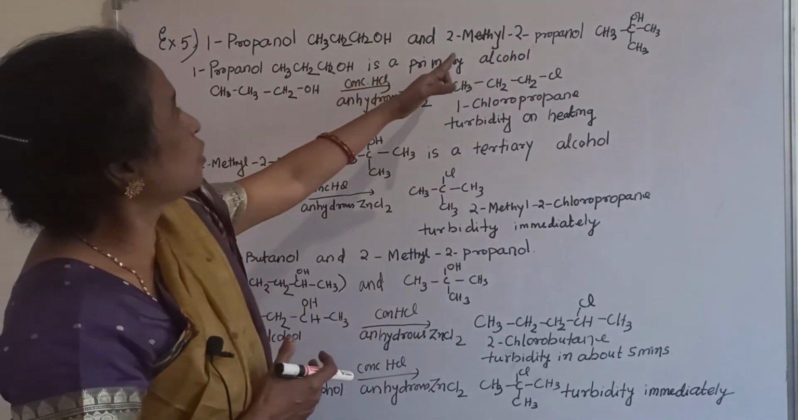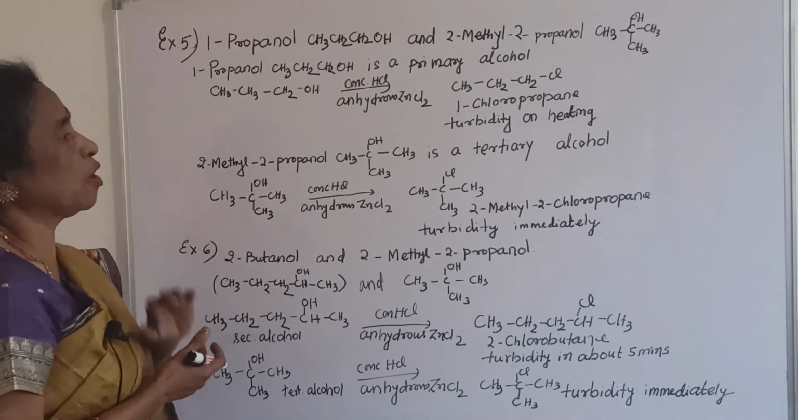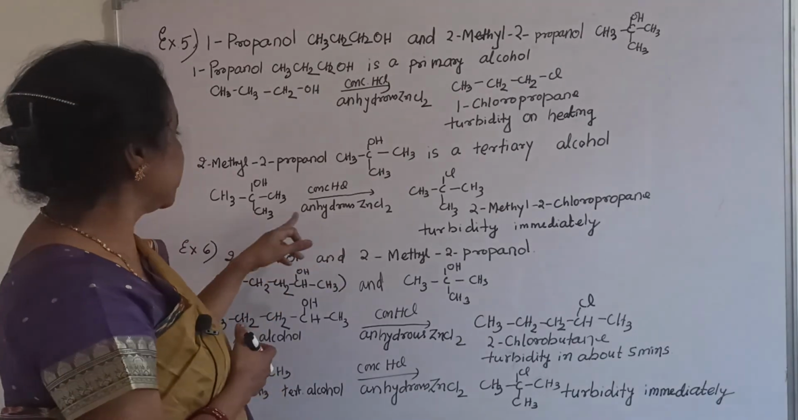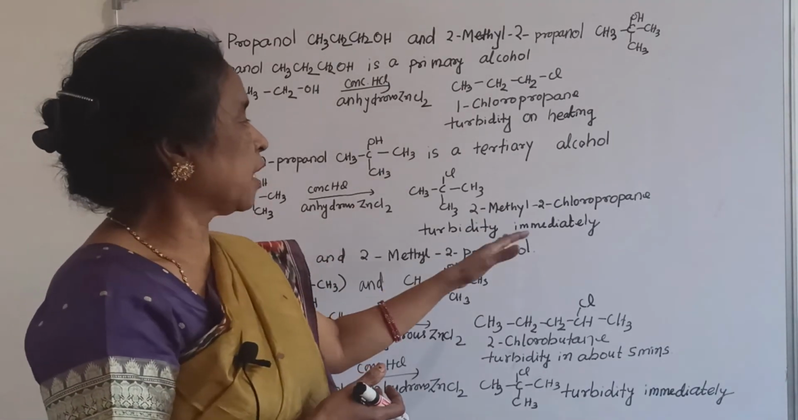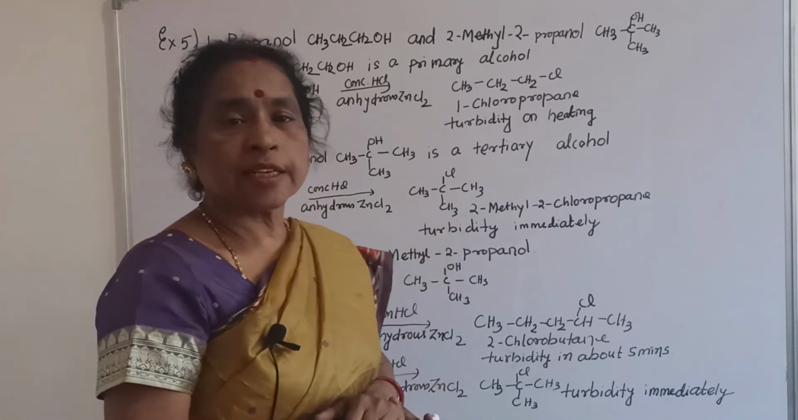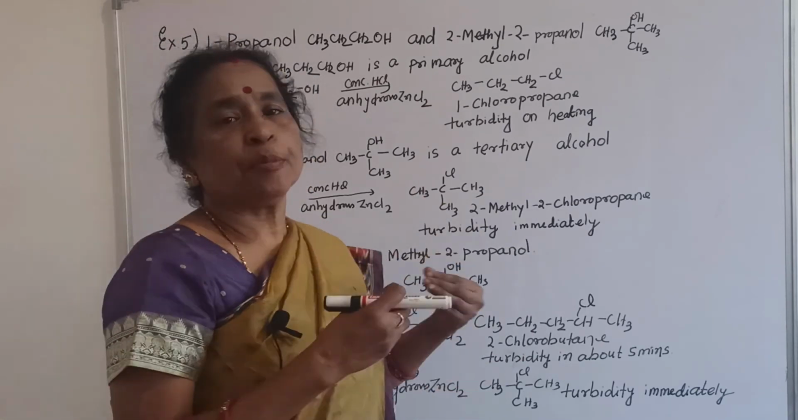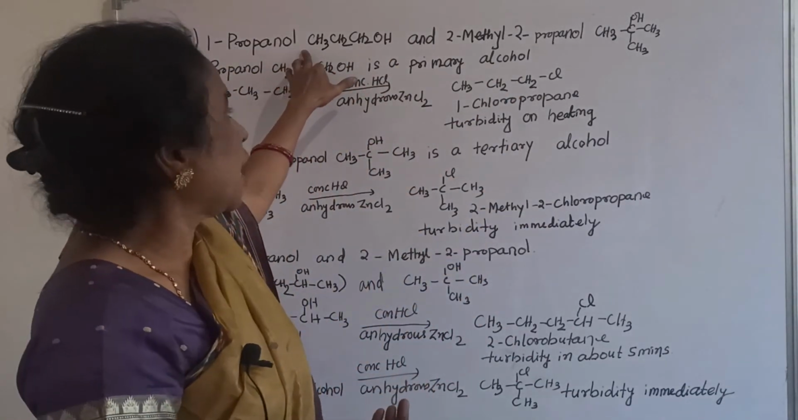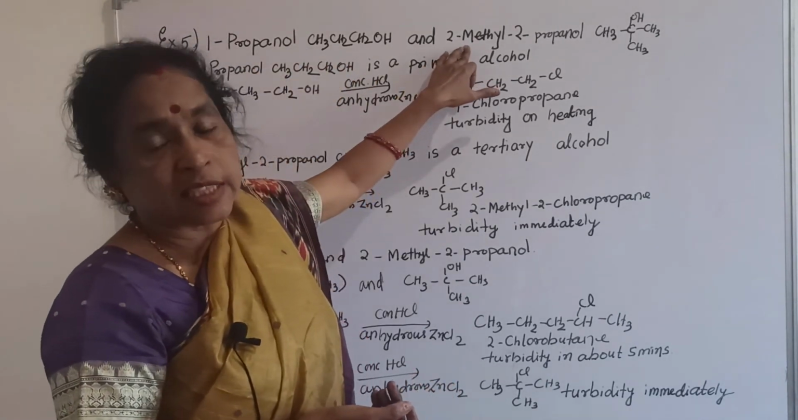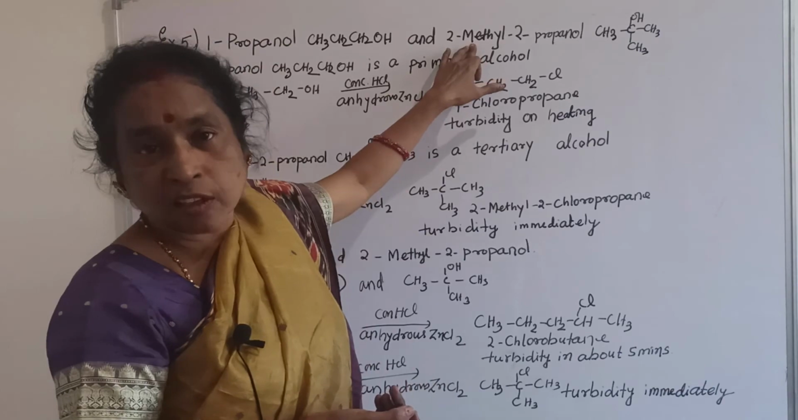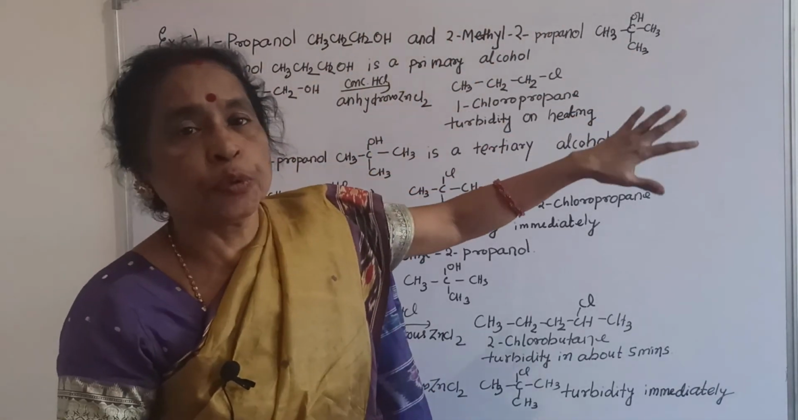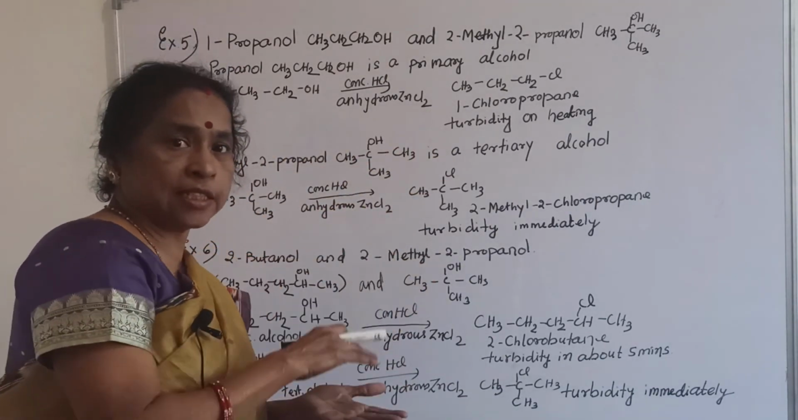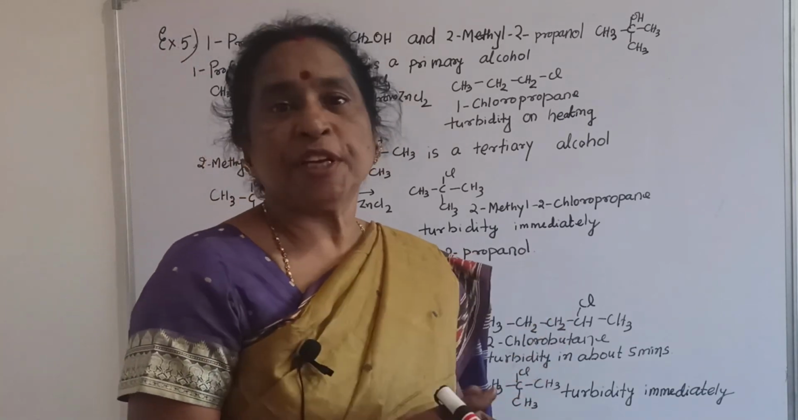Similarly, the second one, 2-methyl-2-propanol, is a tertiary alcohol. If you treat it with Lucas reagent, it gives 2-methyl-2-chloropropane, that is a tertiary alkyl halide. Here turbidity appears immediately. That means when you see these two examples, one is a primary alcohol and the other a tertiary alcohol. Now how can you distinguish between the two? By the Lucas test. Primary alcohol gives turbidity on heating, tertiary alcohol gives turbidity immediately.